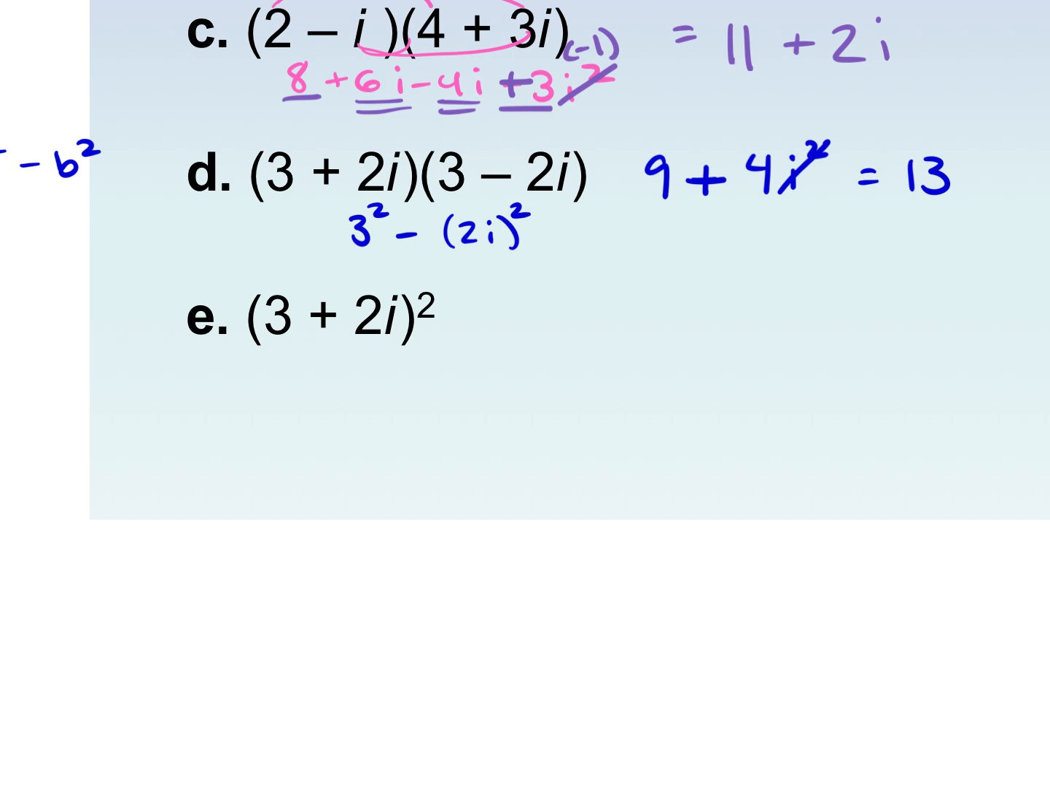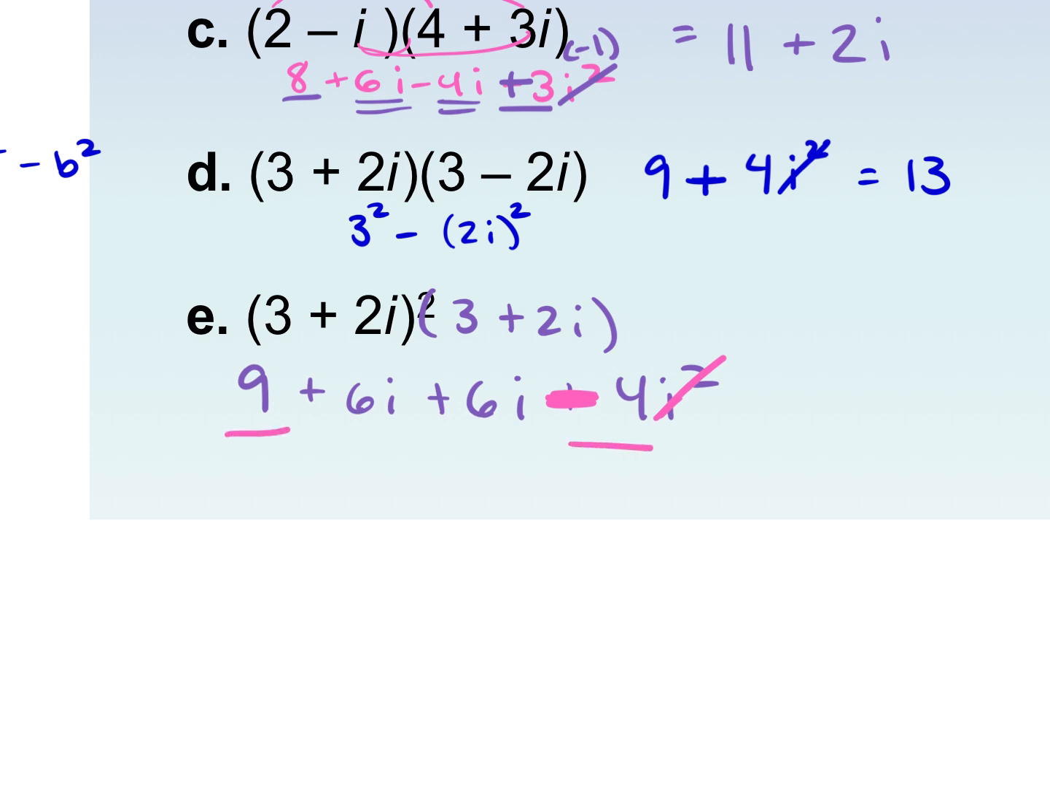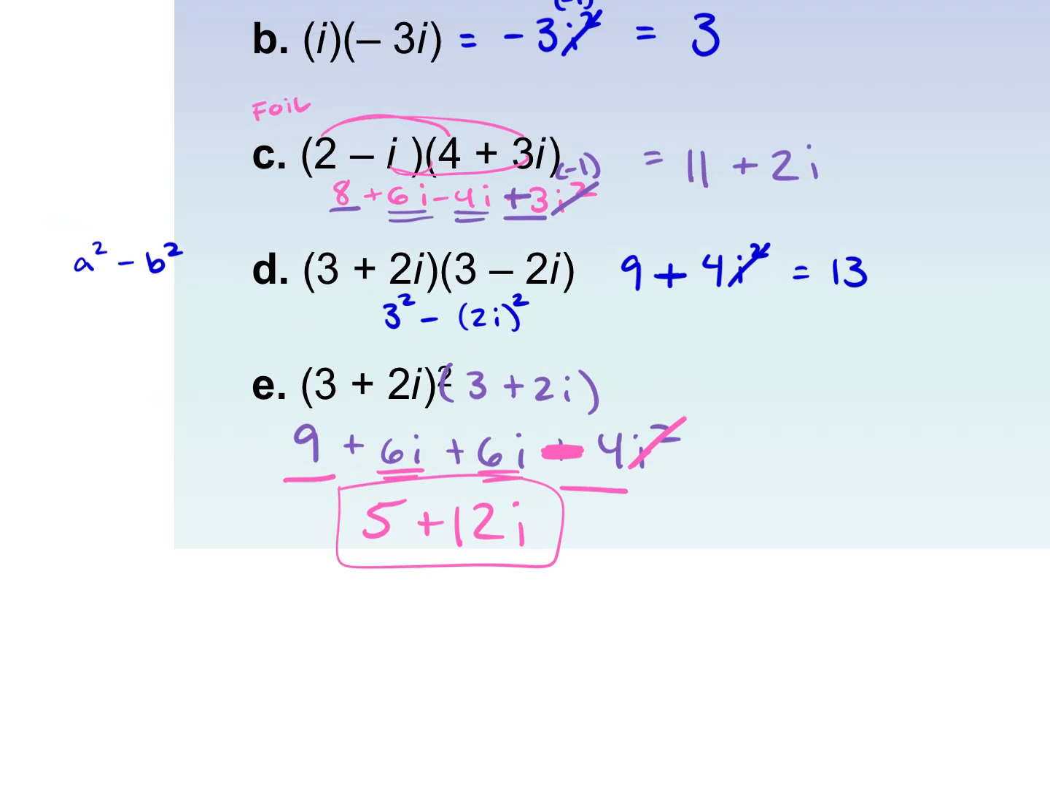And then lastly for E, write it twice and FOIL it out. So 3 times 3 would be 9. 3 times 2i would be 6i, plus 6i, plus 4i squared. What would we do next? Change the i squared so it makes it a -4, and then we can combine our like terms. So 9 minus 4 would be 5, and 6i plus 6i is 12i. Is this in standard form? Yes. Make sure you leave your answer in standard form.